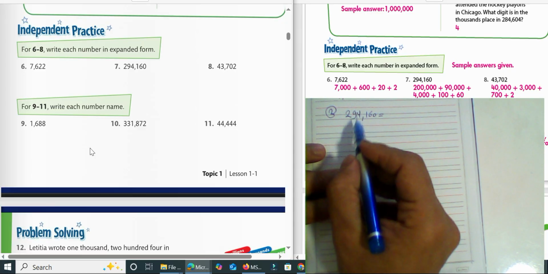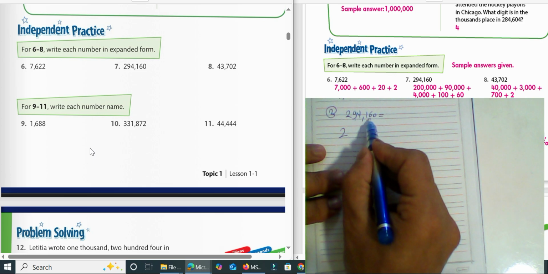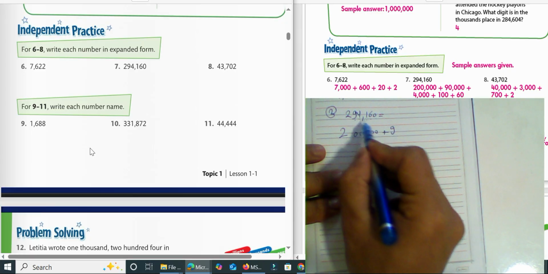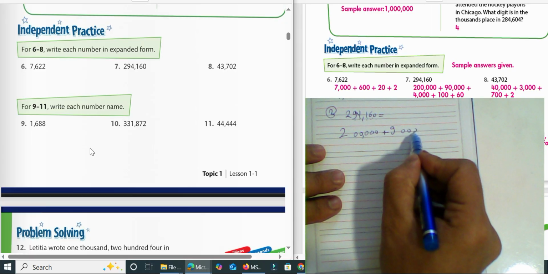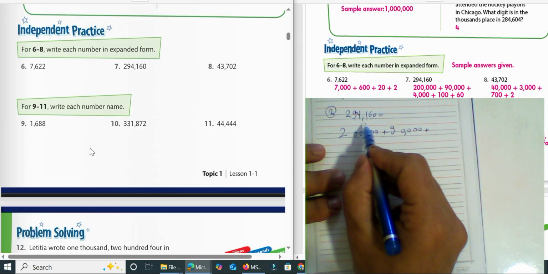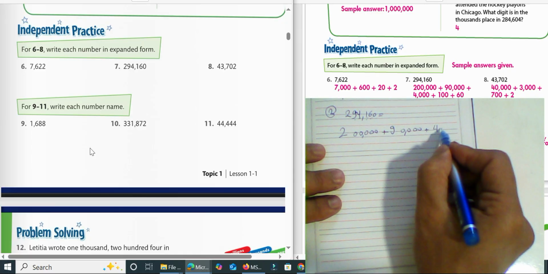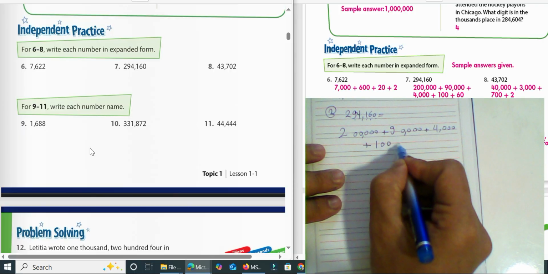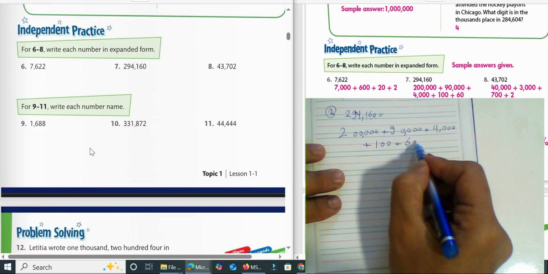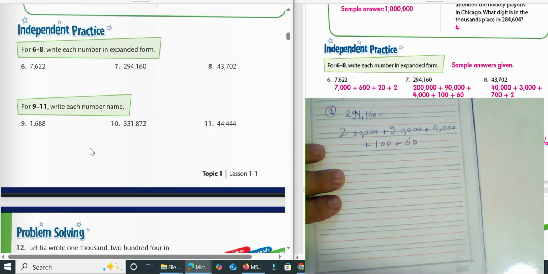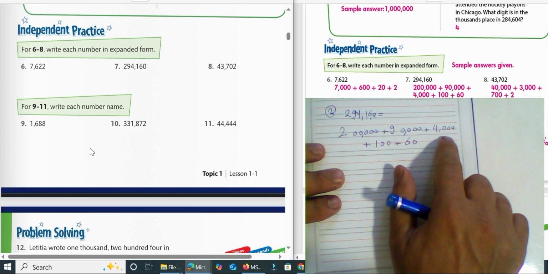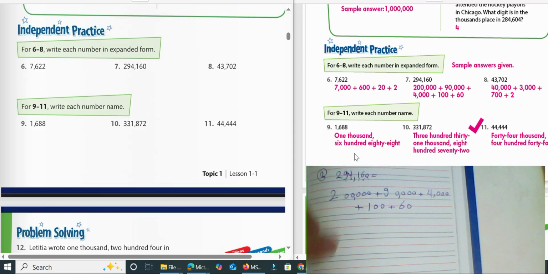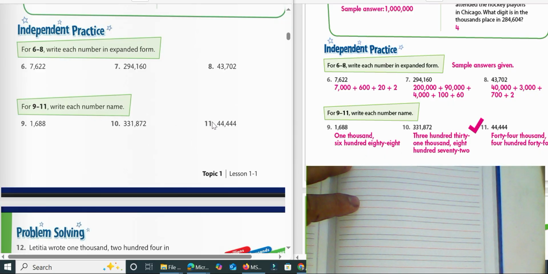First step, write 2 here, and behind it, how many digits? 1, 2, 3, 4, 5. And 9, and behind it 1, 2, 3, 4: 4 zeros. And also 4, and behind it 1, 2, 3: 3 zeros, 4,000, and 1 behind it double zero, and 6 put 0. 200,000, 90,000, 4,000, 100, 60. Okay, next question.